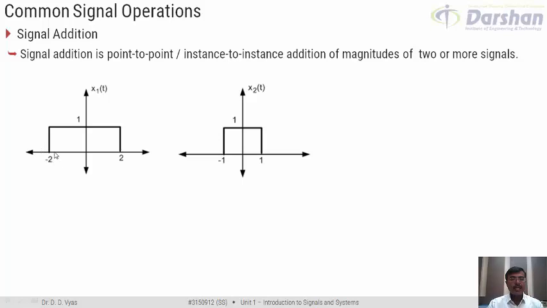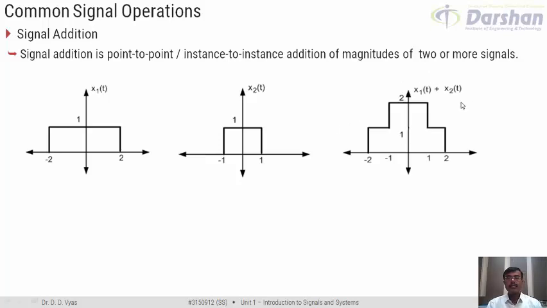At time t equal to minus 2, what is the value of x1? Say the value is 1. What is the value of x2 at t equal to minus 2? 0. So, 1 plus 0 would give you 1. Let me show you the result and you would appreciate this. For time t less than minus 2, this is 0, this is also 0. So 0 plus 0 is 0. Between minus 2 and minus 1, x2 is 0, but x1 has a magnitude of 1. So 1 plus 0 would give you 1.